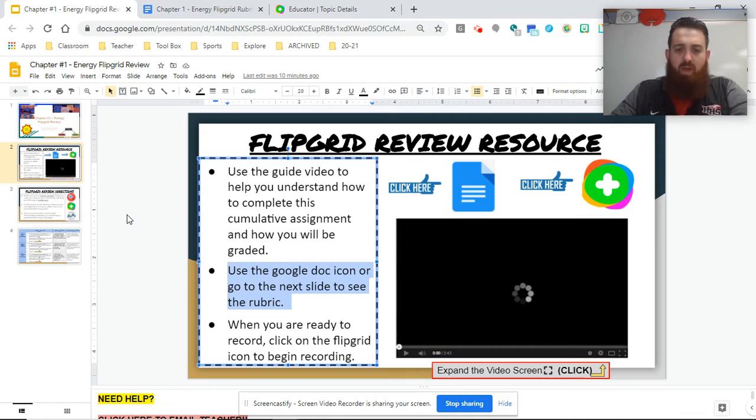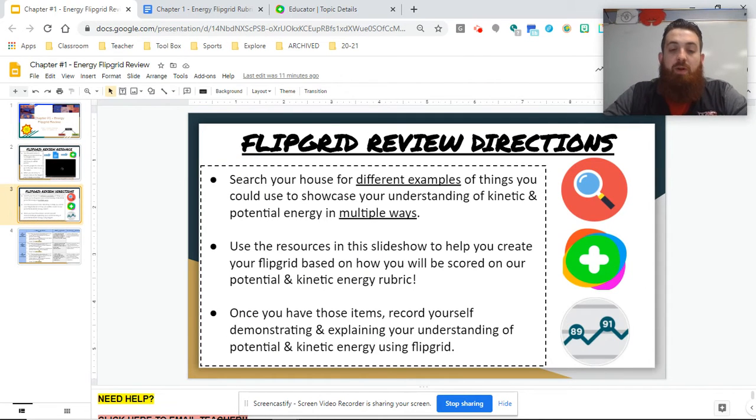Now, after we've talked about the directions, after we've explained how you're going to be completing this assignment, when you're ready, you're going to start by clicking on this link here to the Flipgrid, and that's where you'll begin the actual assignment itself. So let's take a look at the directions. You're going to be searching your home for different examples of things that you could use to showcase your understanding of kinetic and potential energy in multiple ways. So you're going to be finding things around your home that you could use to show what you know about the two forms of energy.